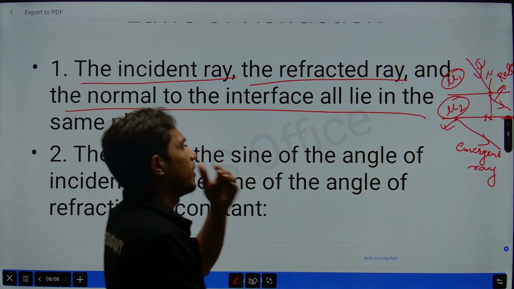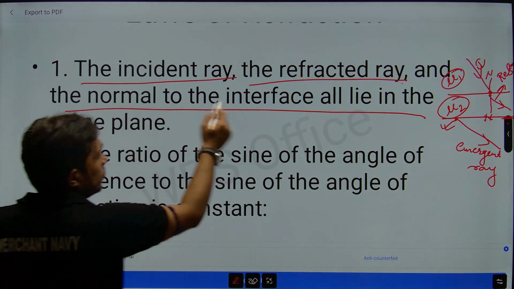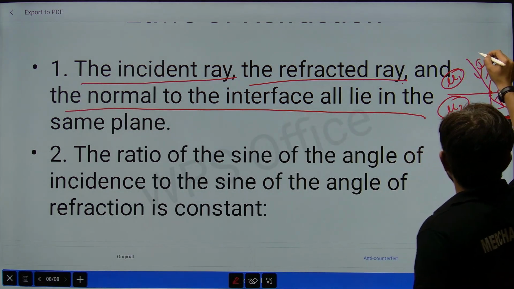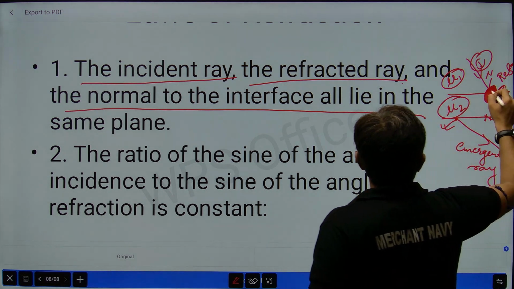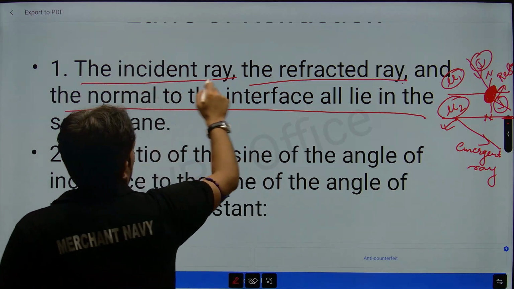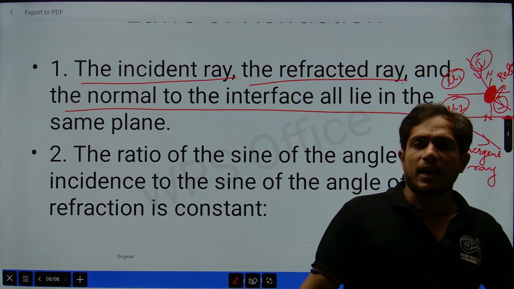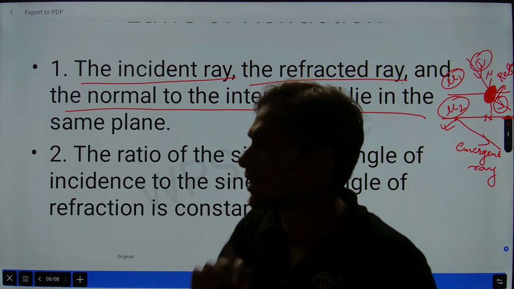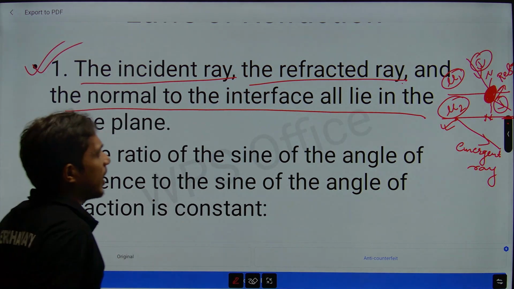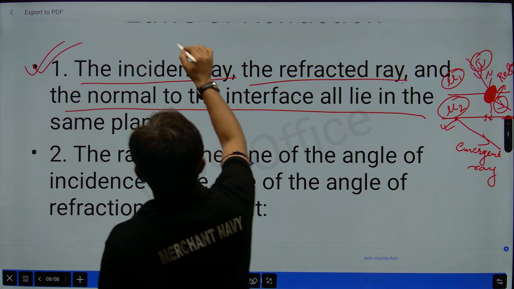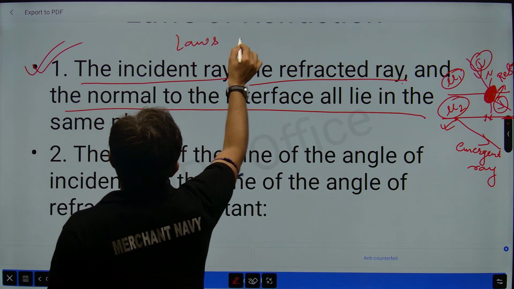Here you can see that the incident ray, the normal and the refracted ray all lie on the same point. The main point is here, the main center is here. So, it is written here that the incident ray, the refracted ray and the normal lie in the same plane. This is the first property of the refraction of light, or it is also known as the laws of refraction.